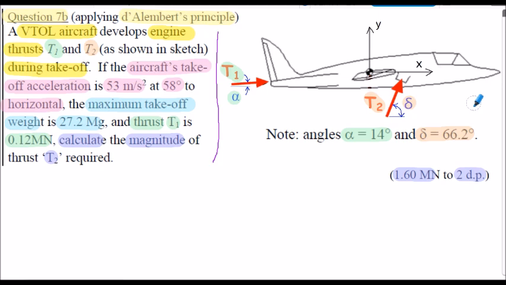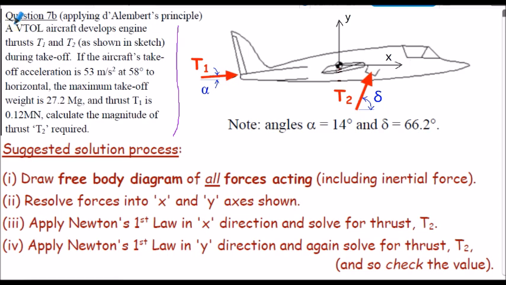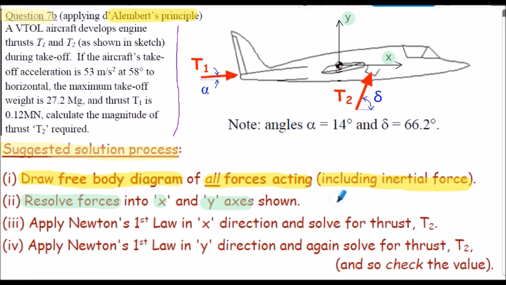So a slightly different approach here to question 6. So let's consider our approach to the solution. So question 7b, here's our suggested solution process. Initially, let's draw a free body diagram of all the forces acting on our body, on our aircraft here. And as we're applying D'Alembert's principle, we must also include the inertial force. Next, we resolve the forces into the x and y axes, shown above, that finds the force components in those particular directions. We can then apply Newton's first law in the x direction, and in this case that will actually allow us to solve directly for the thrust or the force T2.